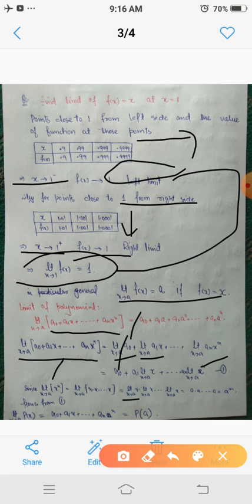Hence the limit as x tends to a of a naught plus a1 x plus so on up to an x to the n, which is p of x, the polynomial, is simply a naught plus a1 a plus so on up to an a to the power n. In this way, the limit of a polynomial at a point is simply the value of the polynomial at that point, that is p of a.